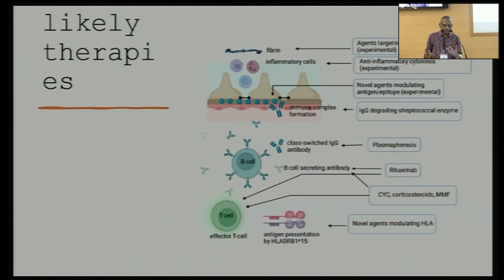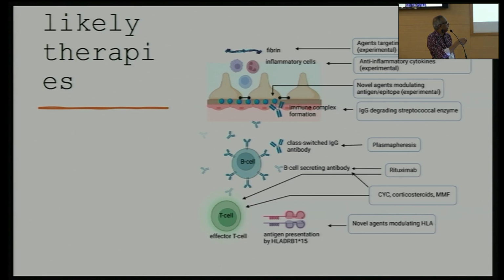And what are the likely therapies which are seen? In the middle you can find the therapies already there: plasmapheresis, rituximab and cyclophosphamide, corticosteroid, MMF. I don't know whether anybody will use MMF in this condition. We don't need to use it long enough because all the immunosuppressants are going to stop after.